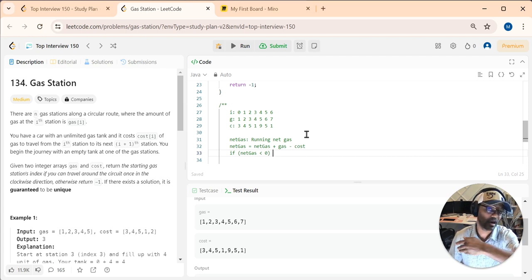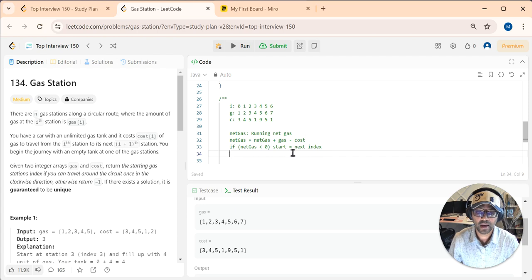It's not the start that was previously potentially the start. It is actually the next cell, right? So we have start equal to the next index, right? And we reset net gas. Sorry, we have to reset net gas.